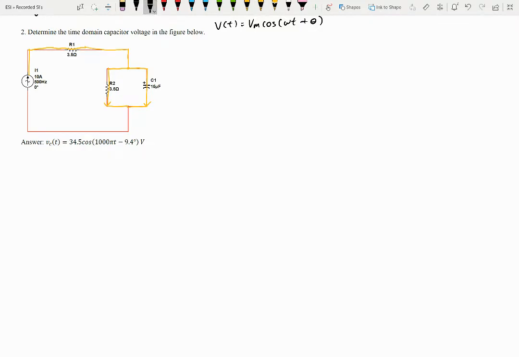Okay, so let's look at what implications that has. We're going to need to do a current division in order to figure that out. So first things first, if we're working in the complex form, let's go ahead and get complex values for everything. So ZR will be equal to 3.5 ohms, which is just equal to 3.5 at angle 0 ohms. ZC is equal to 1 over j omega C, or negative j over omega C.